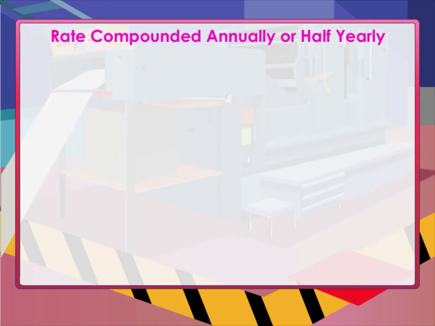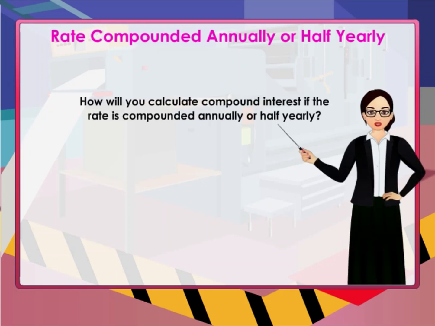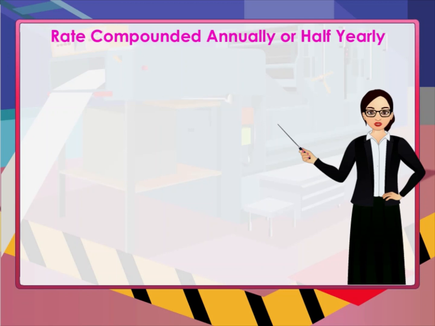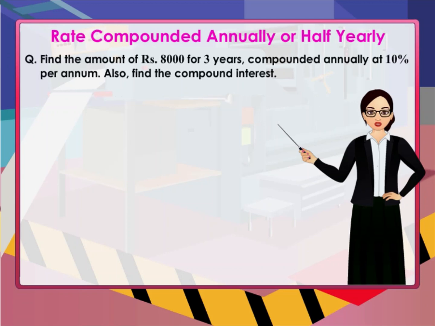Rate compounded annually or half-yearly? How will you calculate compound interest if the rate is compounded annually or half-yearly? Now let us do a few example problems related to rate compounded annually or half-yearly. Consider the example. Find the amount of rupees 8,000 for 3 years, compounded annually at 10% per annum. Also find the compound interest.